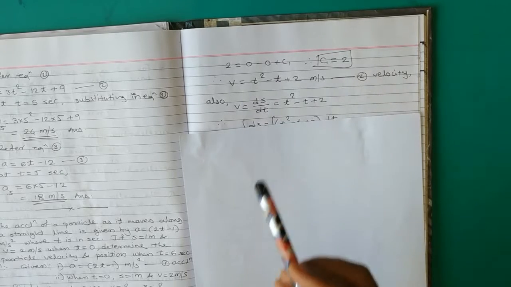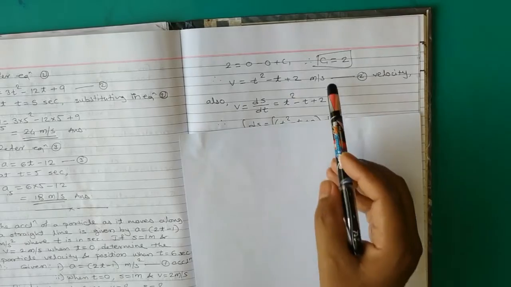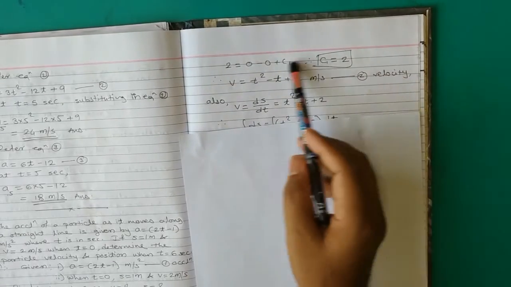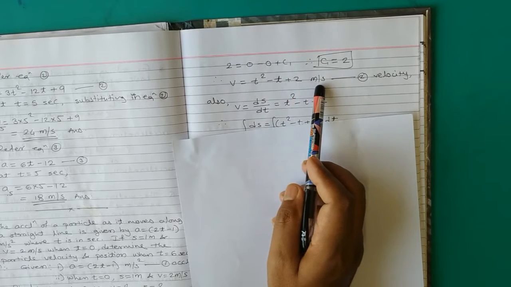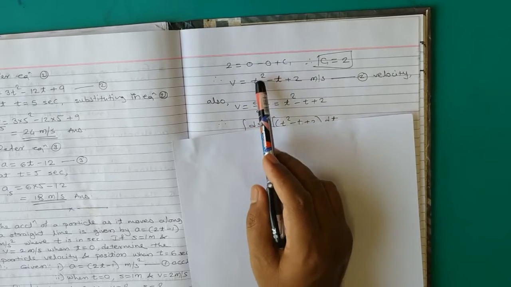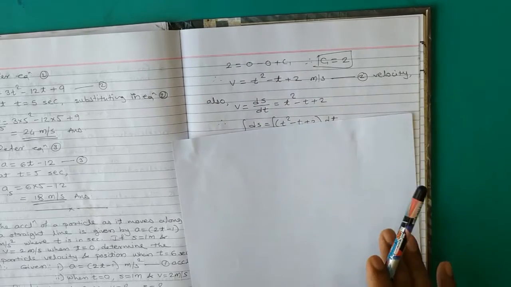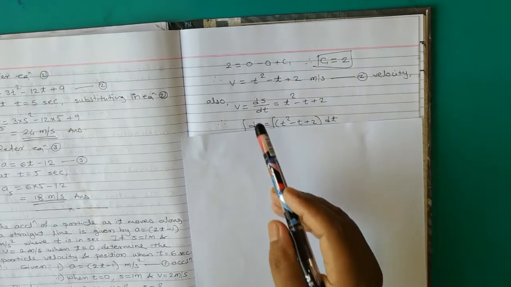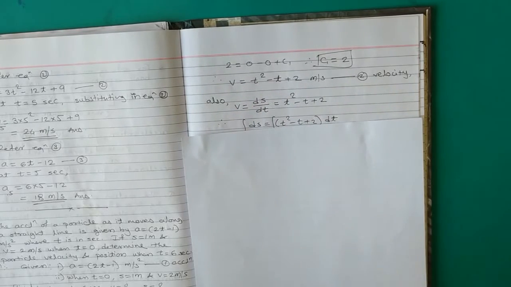Let's substitute it in the equation that we obtained for the velocity, so that we get the complete equation as v equals t square minus t plus 2 meter per second. Of course, in 2t square upon 2, the 2 has cancelled from numerator and denominator. We have simplified it.